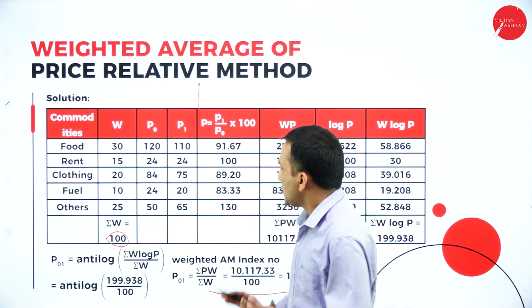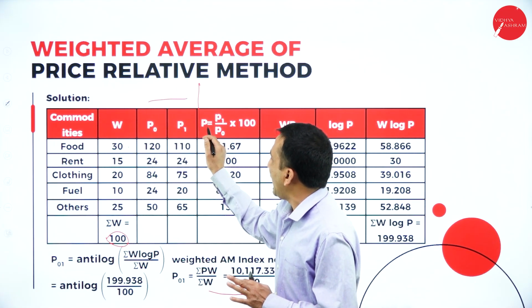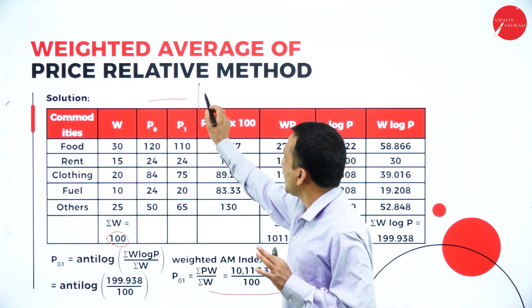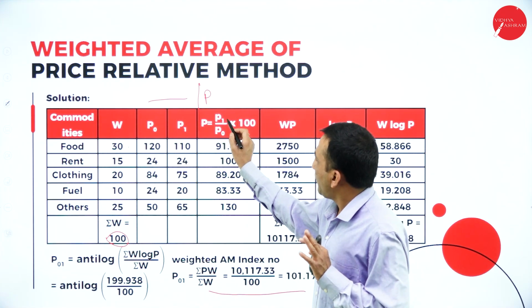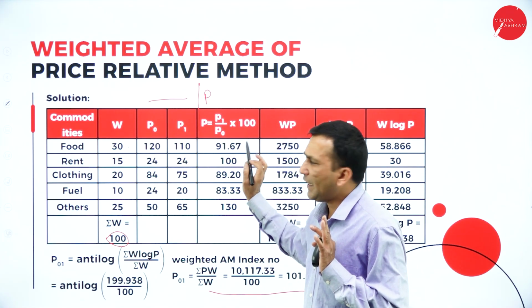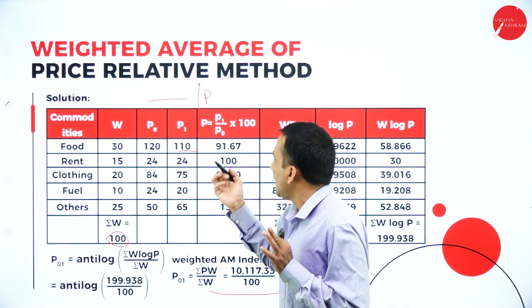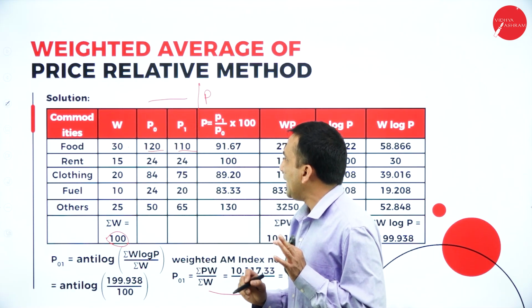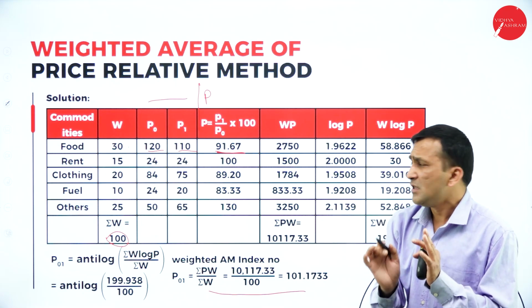Immediately, with the help of the two prices, we find the actual price, which is capital letter P. How to find capital letter P? P1 divided by P0 into 100. P1 is given as 110, divided by 120, into 100. If you calculate, you get 91.67.